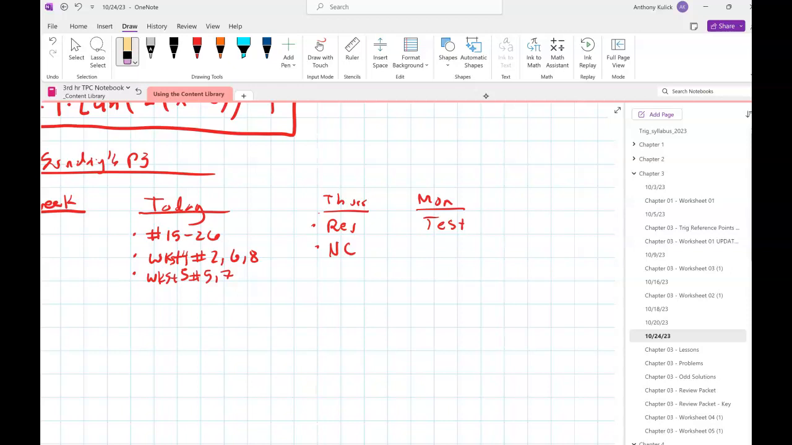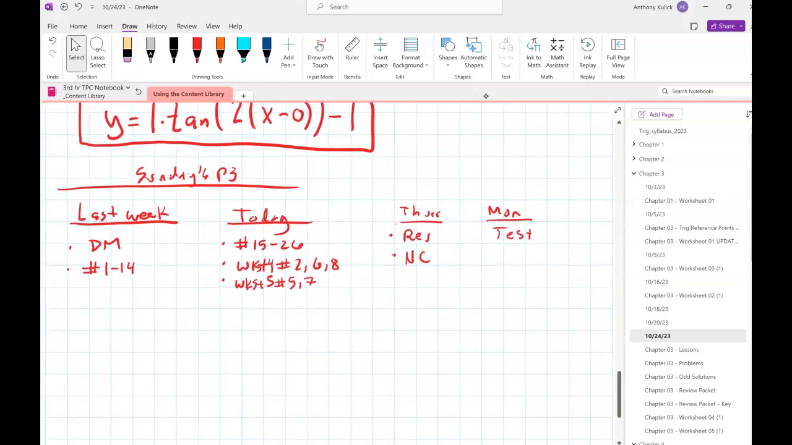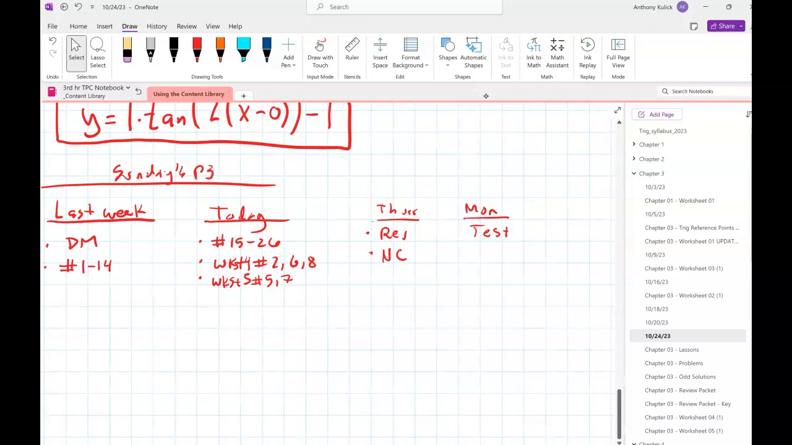So at this point, I am done for today. I would suggest either working on your Delta Math if you haven't finished that, starting one of these homework assignments if you haven't started one of those, or if you've started one and you haven't finished a piece of it, or you can start putting together your note card.